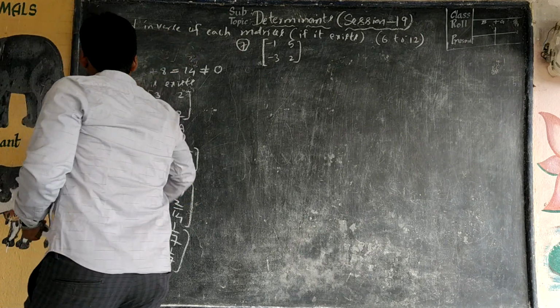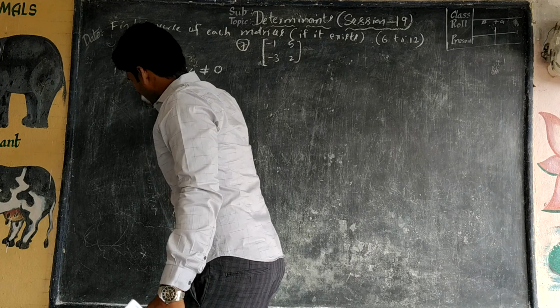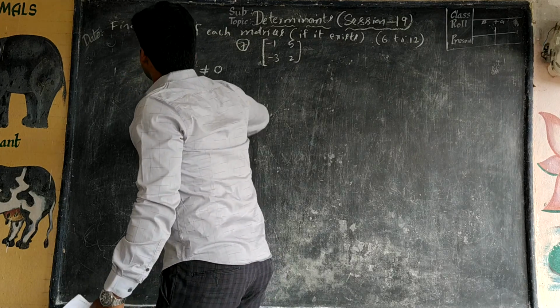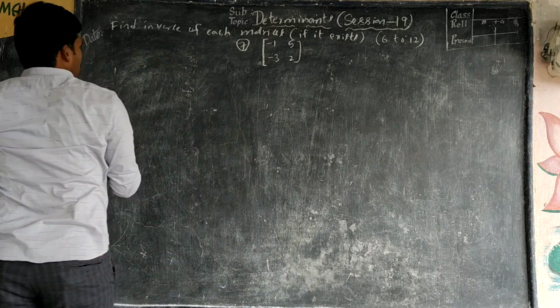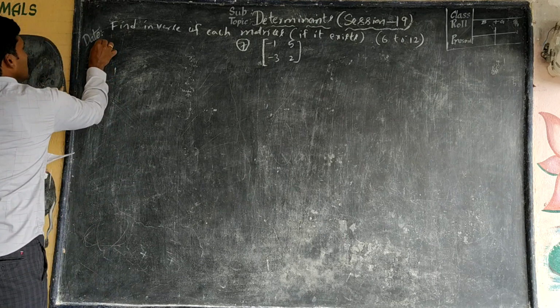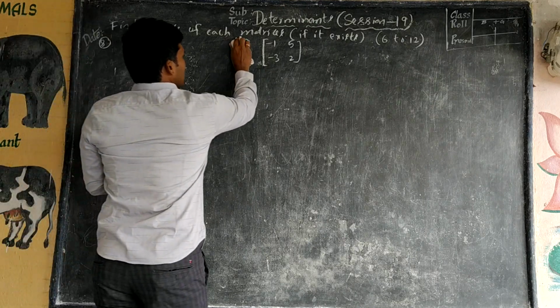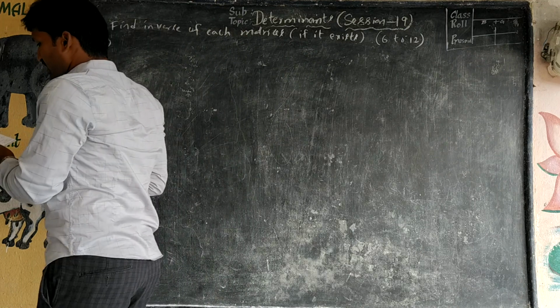This is all about 2 by 2. Now we will discuss 3 by 3 models. Finding the inverse. For 3 by 3, how to find the inverse of the matrix. The 8th one.